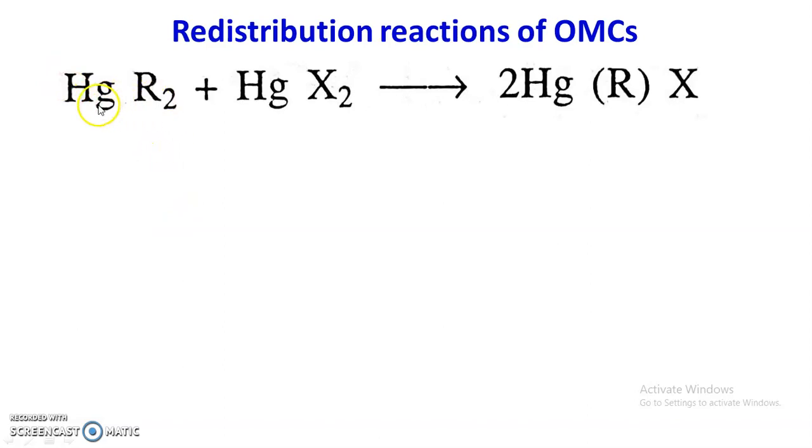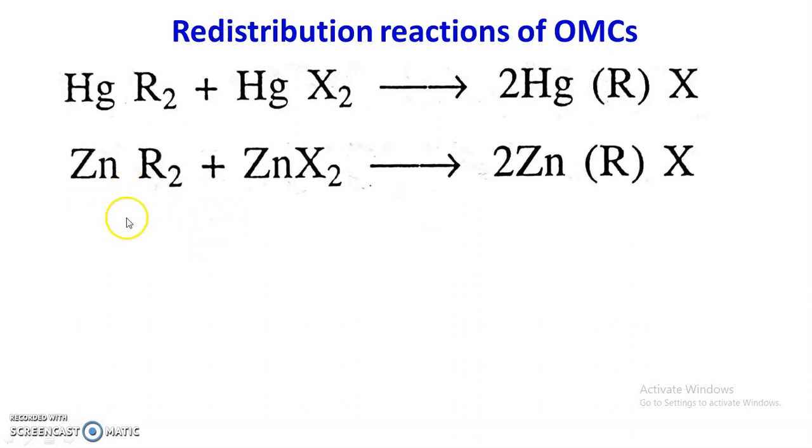Suppose dialkyl mercury is mixed with dihalogen mercury or dihalide mercury. These are the two derivatives of the same element, that is mercury. Then there is an exchange of alkyl group and halogen atom in the same element, that is mercury, and we get a new organometallic compound, that is halogen alkyl mercury. So this is a redistribution reaction.